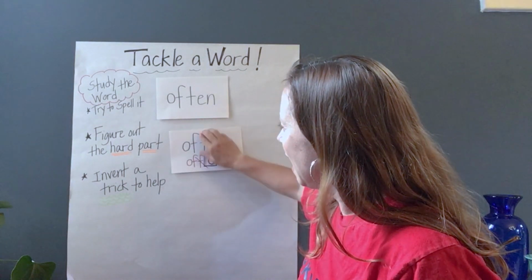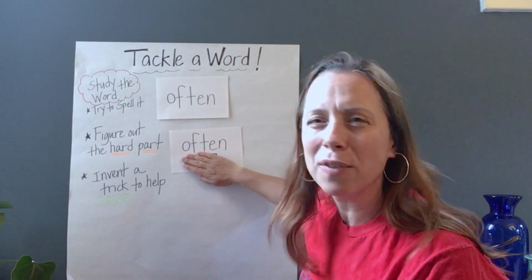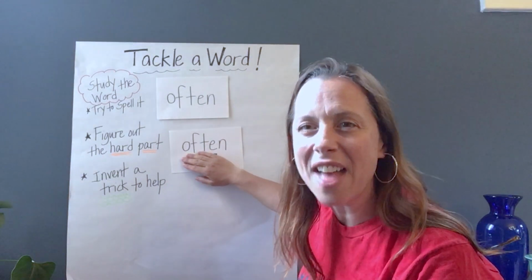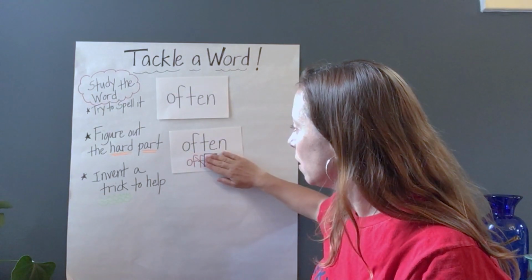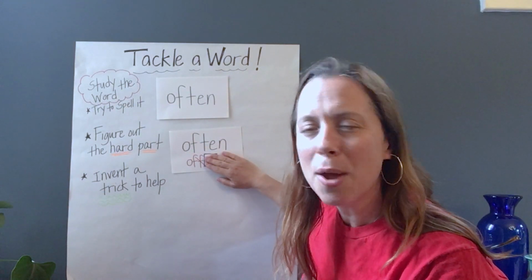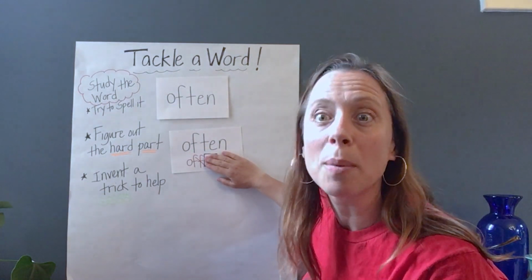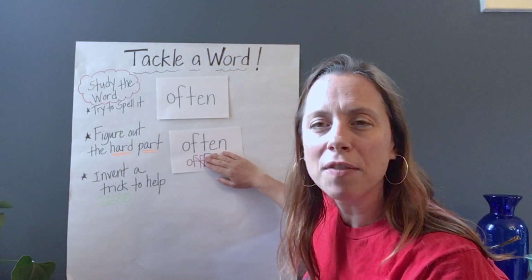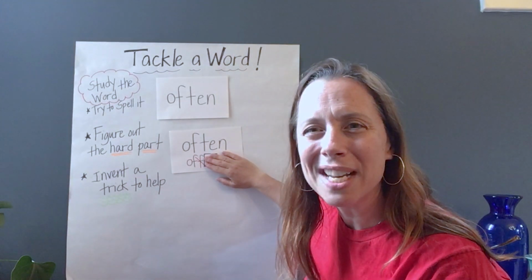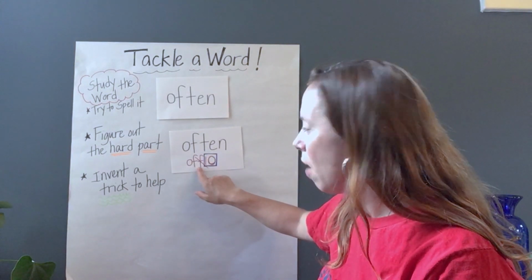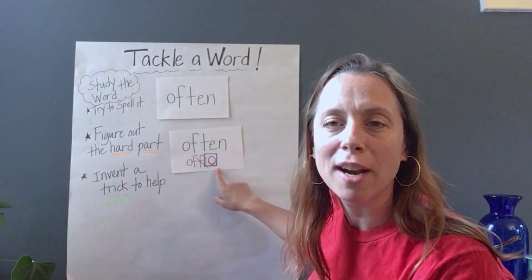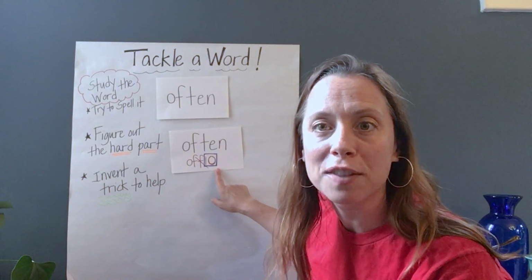So now I'm thinking about off, and I'm gonna try to invent a trick to help me. So off sounds like O-F-F, but I know that there's only one F, so I'm gonna cross it out. And then off-ten, but it's spelled like the number 10. So I wrote off, cross out an F, and write the number 10, often.